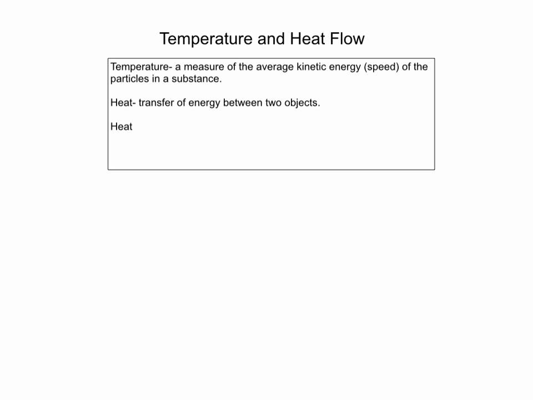Heat energy flows from high temperature to low temperature. So when you touch something that feels hot, energy is flowing from that hot object to you because your temperature is lower. So heat always flows from high temperature to low temperature.